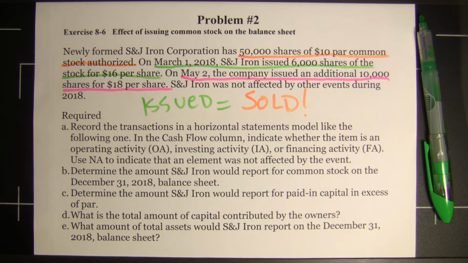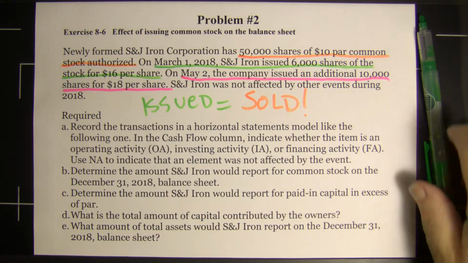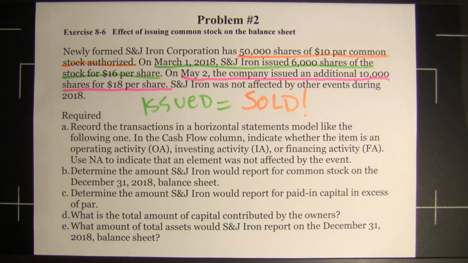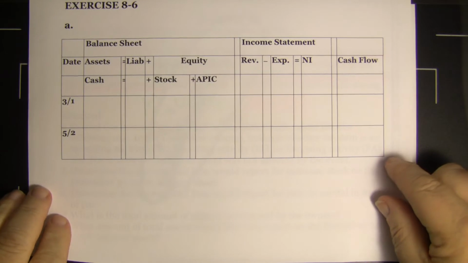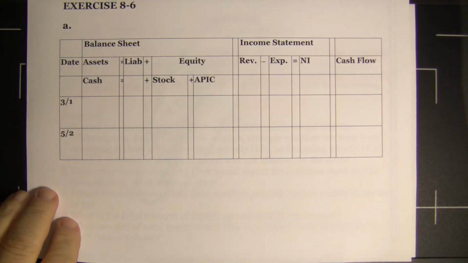Now, an accounting rule, and it's just a rule, it's not a tough one, just learn it, is you always record stock in the equity section at par, and whatever's above that you list in a cleverly titled account called additional paid-in capital, or paid-in capital in excess of par.